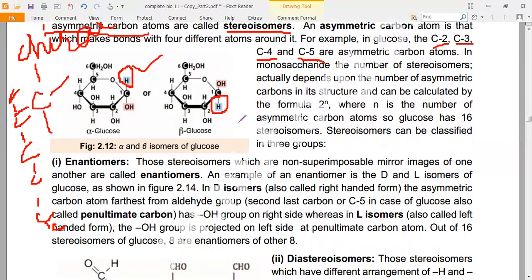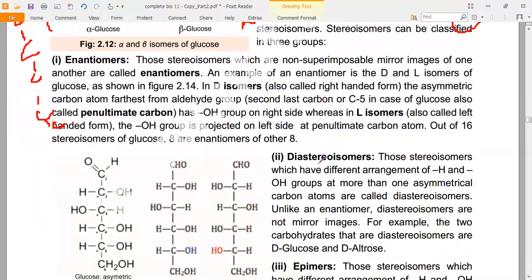To count the stereoisomers, the formula is 2^n, where n is the number of asymmetric carbons. If there are 4, then there are 16 stereoisomers of glucose. Stereoisomers are also of different types, and one of them is enantiomers. In enantiomers, there are non-superimposable mirror images.